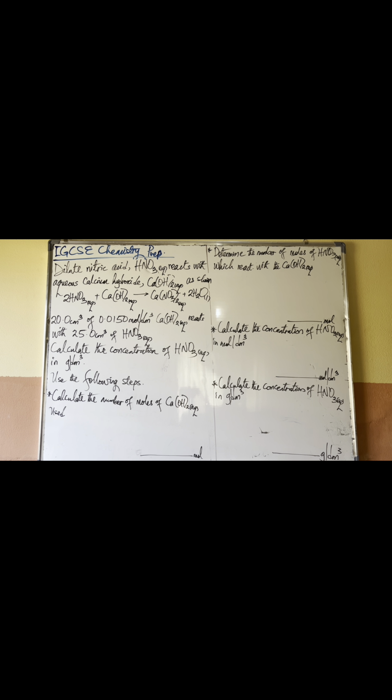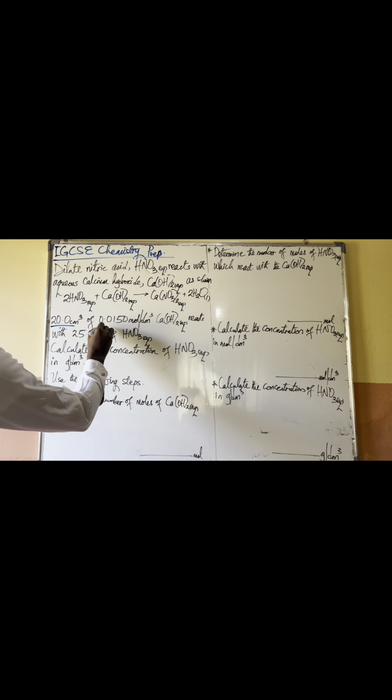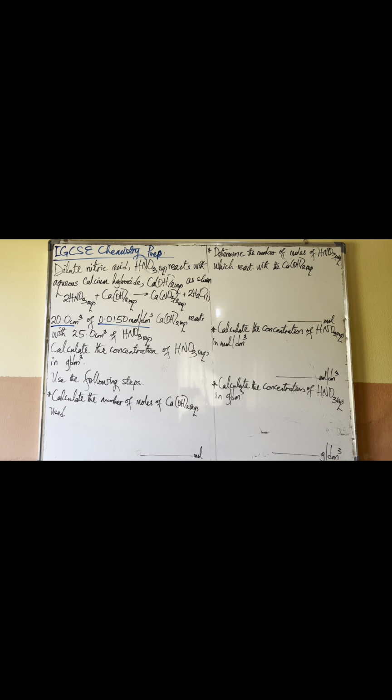Calculate the number of moles of the calcium hydroxide used. That is the base used. From here they gave us the volume and the concentration in moles per dm cube. So to go about this, we use the relation that the number of moles of the base, Nb, for calcium hydroxide, equals the concentration of the base in moles per dm cube, Cb, times the volume of the base used, but the volume must be in dm cube for the sake of conformity.